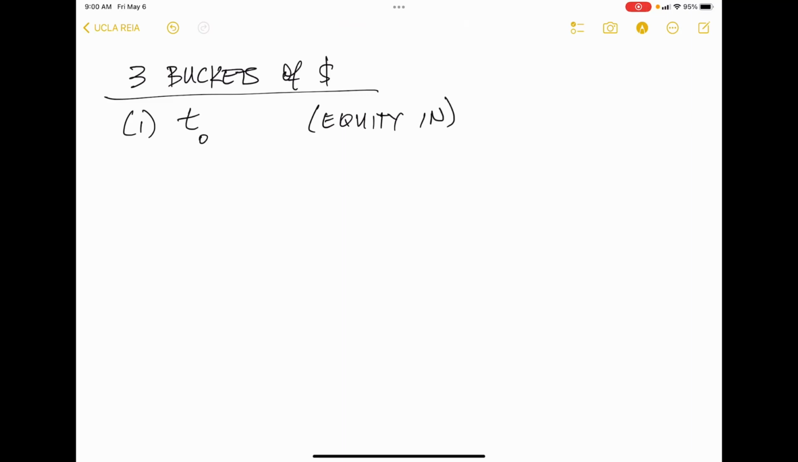How much money do we need to put into escrow in order to close this acquisition? This equity in could mean our down payment plus any costs. Those costs could include the loan fees, if any, and the acquisition closing costs.